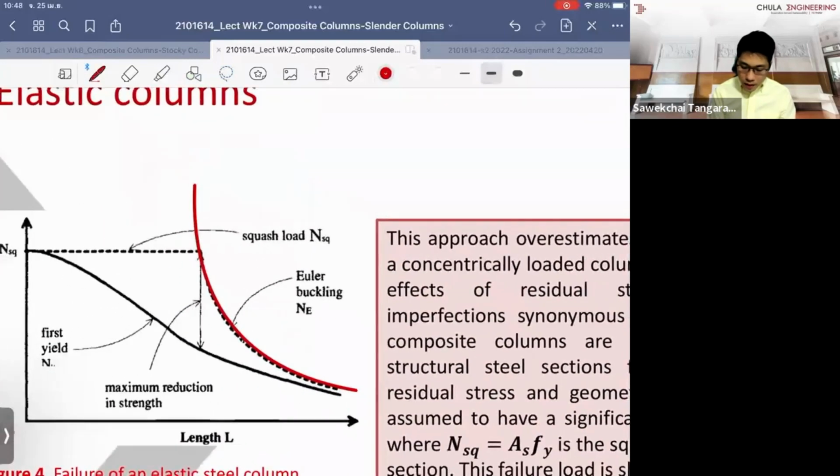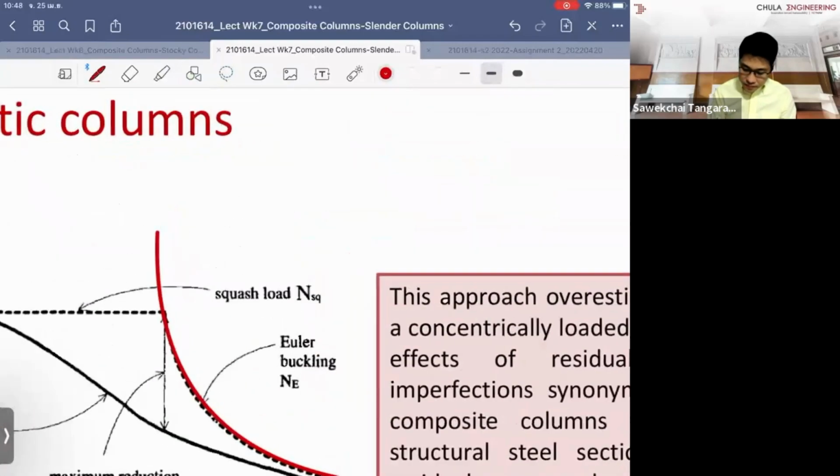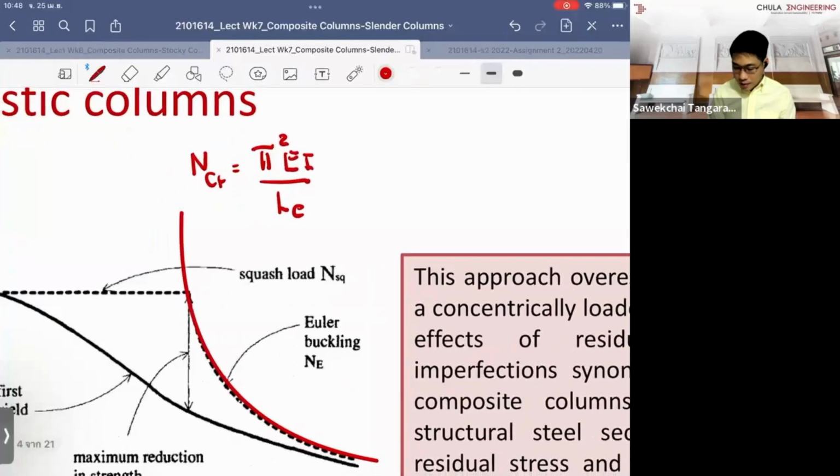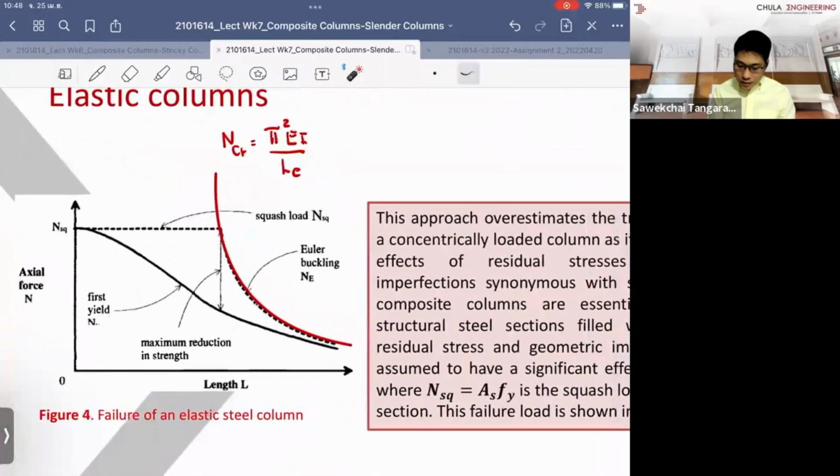According to the Euler buckling formulation, if you recall, they're saying that N critical equals pi squared EI over L effective squared, right? And this comes from the Euler buckling formulation, and that formulation gives the failure line according to this curve.